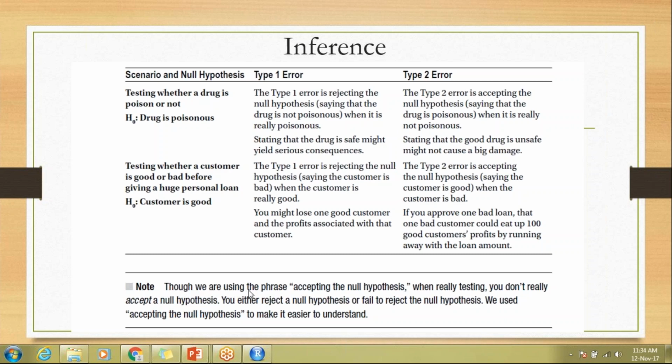So lastly, this is the ending note and noteworthy point. Though we are using the phrase accepting the null hypothesis, when really testing, you don't really accept a null hypothesis. You either reject the null hypothesis or fail to reject the null hypothesis. We used accepting the null hypothesis to make it easier to understand. This is the main phrase that you need to understand: though it seems quite similar in terms, what actually happens is we reject or we fail to reject.